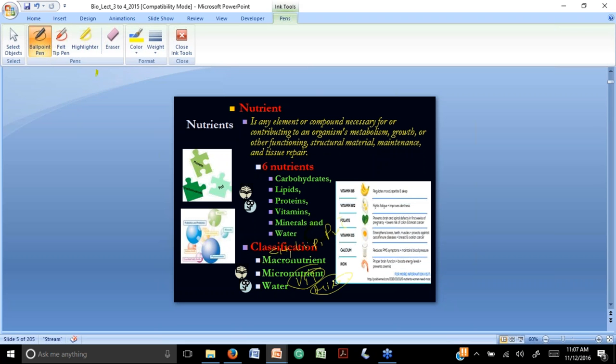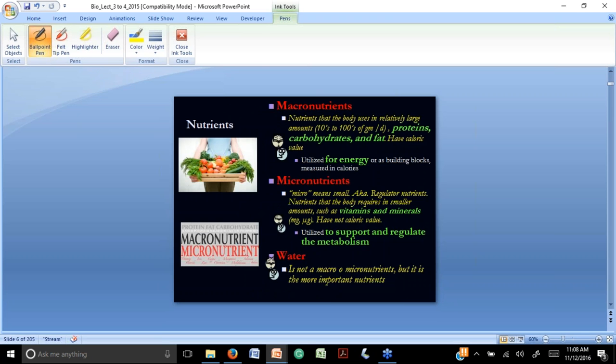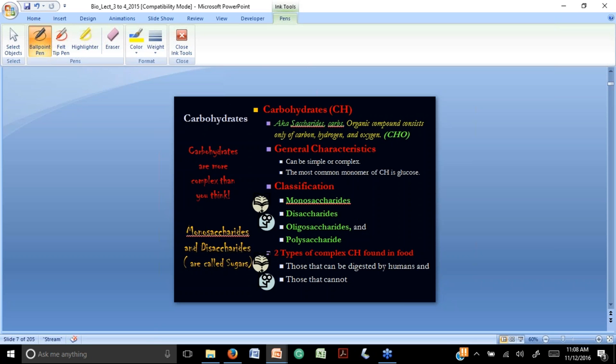Just to make a shortcut, the vitamins are the coenzymes, right? Coenzymes that cooperate with the enzymatic reaction. And the minerals are the cofactors that also help the enzymatic reactions. All right, so you need to remember the classification of carbohydrates. The main thing that I want you to remember is the monosaccharides, the disaccharides, and the polysaccharides, okay?